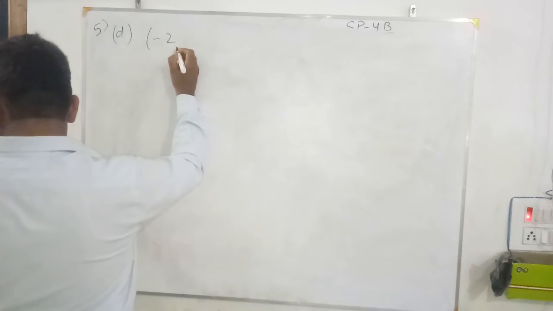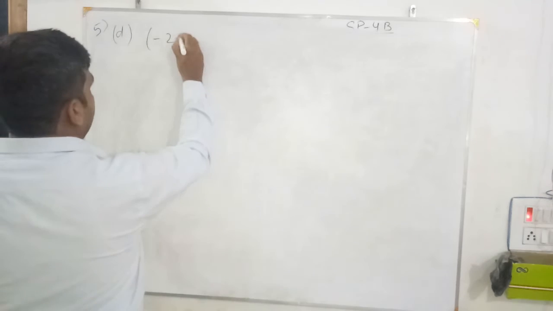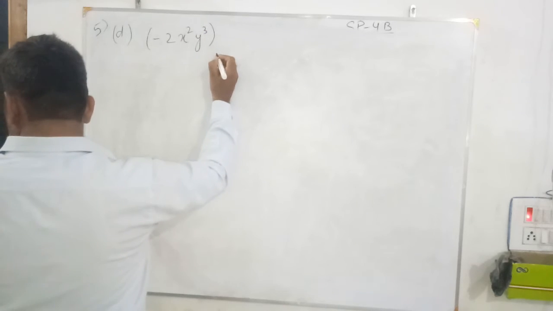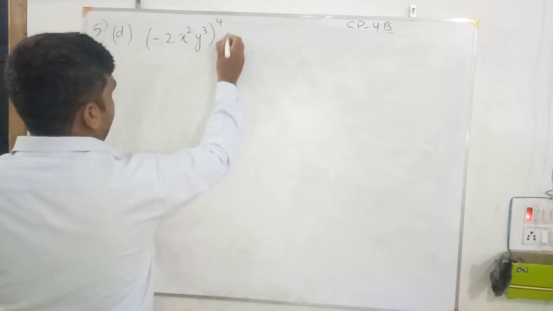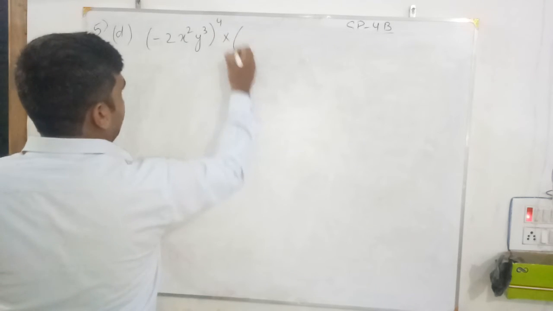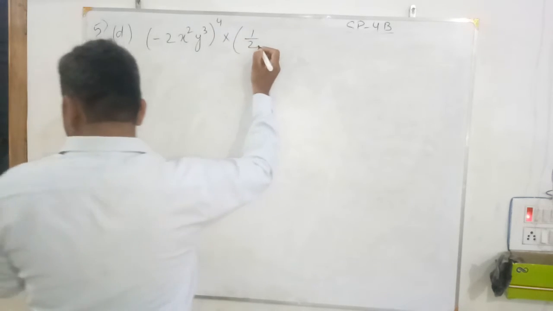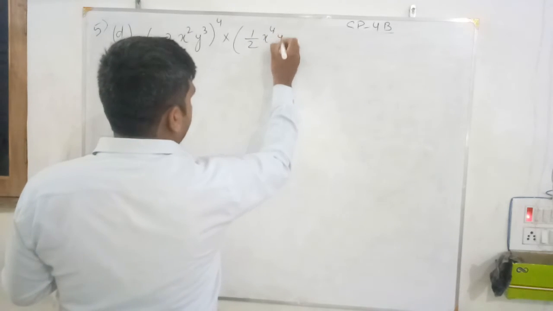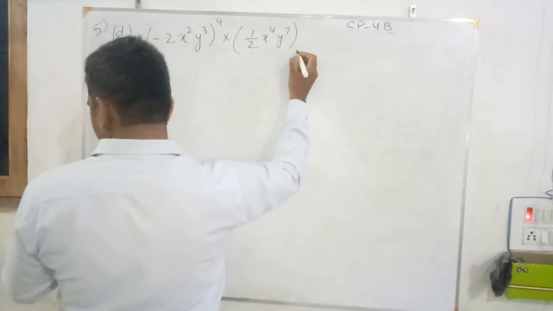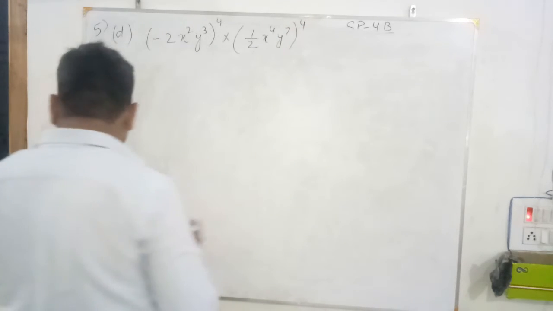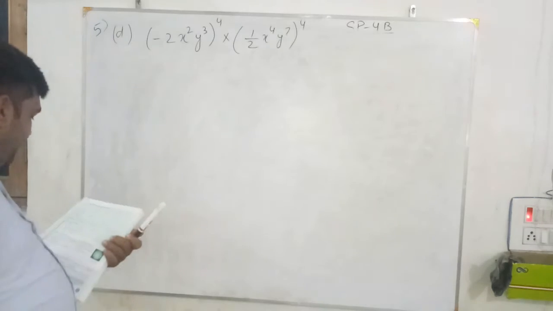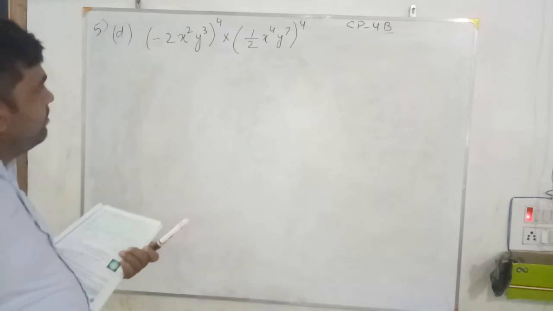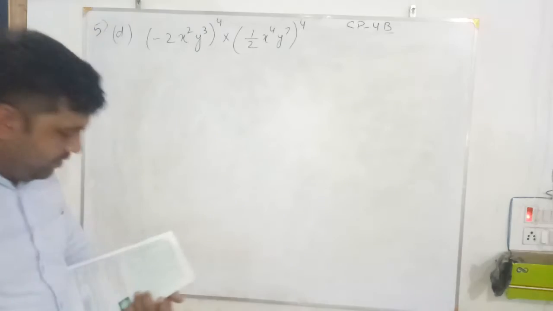Minus 2 x square y cube, whole to the power 4, multiply 1 by 2 x to the power 4 y to the power 7, whole to the power 4. Okay, this is the question 5D. Minus 2x square y cube whole to the power 4 multiply 1 by 2 x to the power 4 y to the power 7 whole to the power 4. So this we have to simplify.